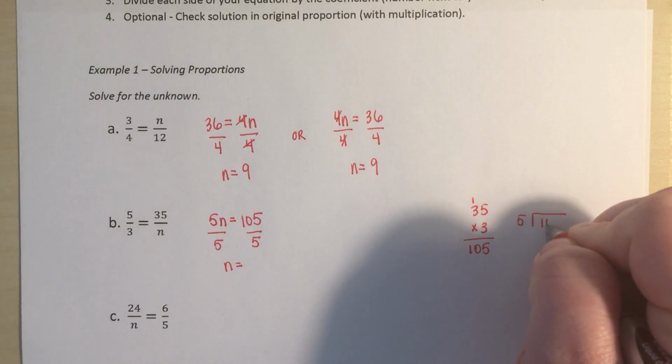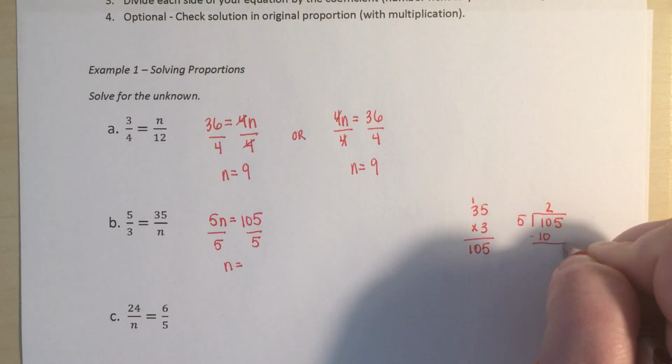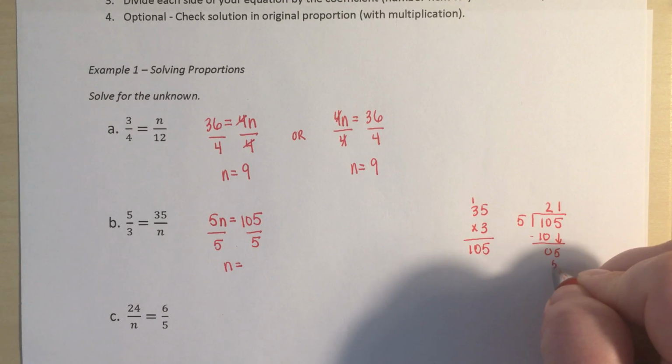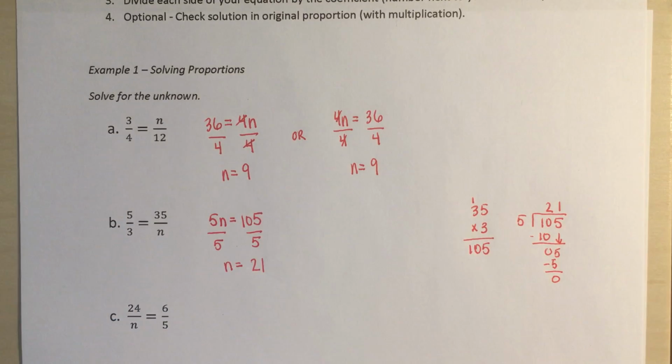5 goes into 105. Well, 5 goes into 10 twice. 5 goes into 5 once with nothing left over. And it works out nicely and gives us an answer of 21.